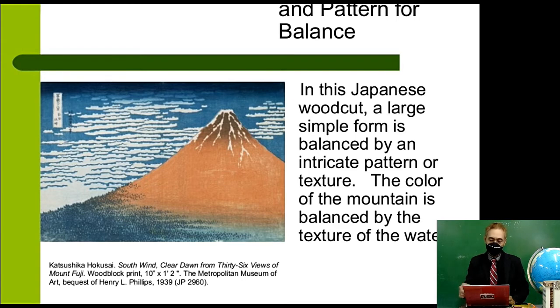Example of texture and pattern for balance. In this Japanese woodcut, a large simple form is balanced by an intricate pattern or texture. The color of the mountain is balanced by the texture of the water.